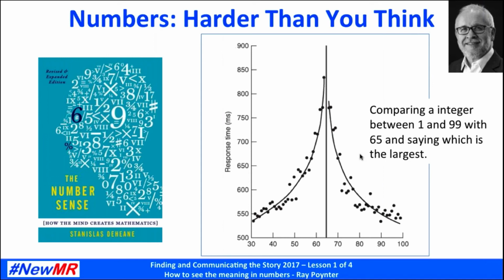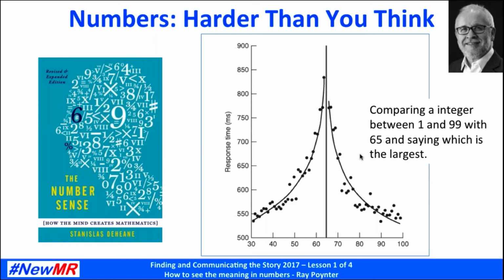And people had to say, by clicking one key or another key, which was the bigger number. Was it 65 or was it the other random number? What they showed is that when the numbers were around 100 or around 30, it took just over half a second on average for people to pick them. But as the numbers got closer to 65, it takes nearly twice as long. So the very simple exercise, is 63 bigger than 65, is much harder than is 63 bigger than 30.